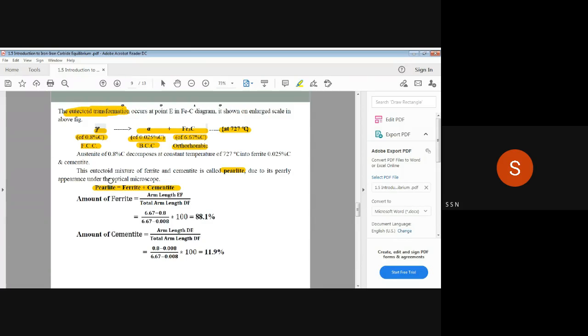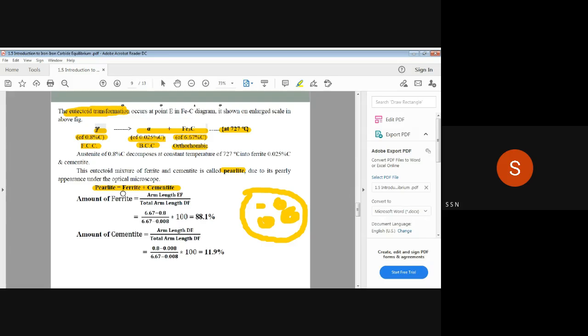This eutectoid mixture of ferrite and cementite is called perlite due to its pearly appearance under the optical microscope. So under the microscope, if you study a circular specimen, you will see circular shaped microstructure inside the specimen, and these appear like pearls. मोत्यासारखे दिसतो. That's why the name is given as perlite.